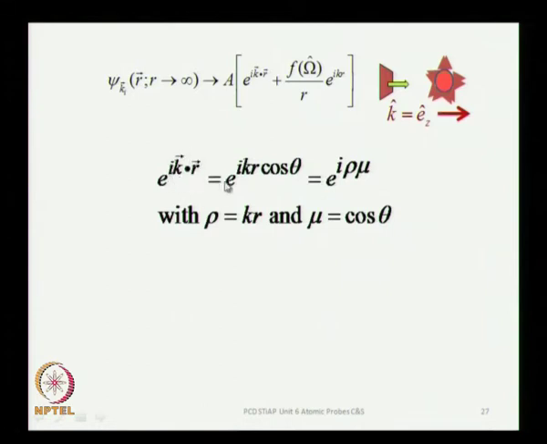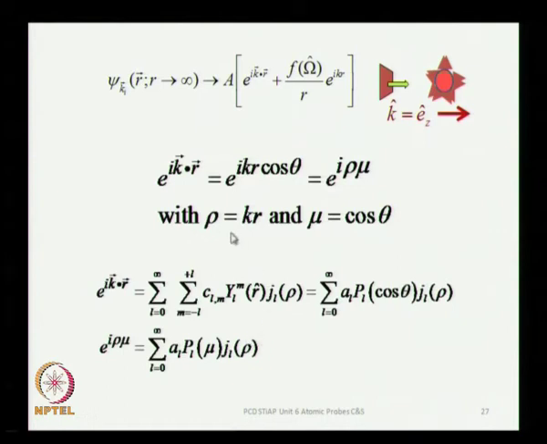wave. We know that a monoenergetic beam is represented by a plane wave, and this is the wave which is moving from left to right along the z axis. This is how the z axis has been set up in our pictorial representation of the collision process. And you can represent this, expand it in spherical harmonics. So, these are the spherical harmonics Y_lm(theta, phi), where theta, phi is represented by this unit vector r.